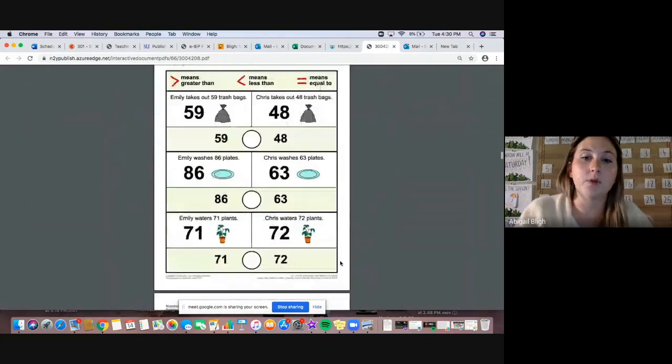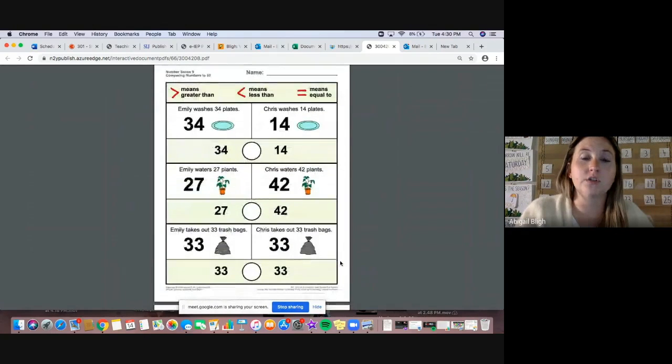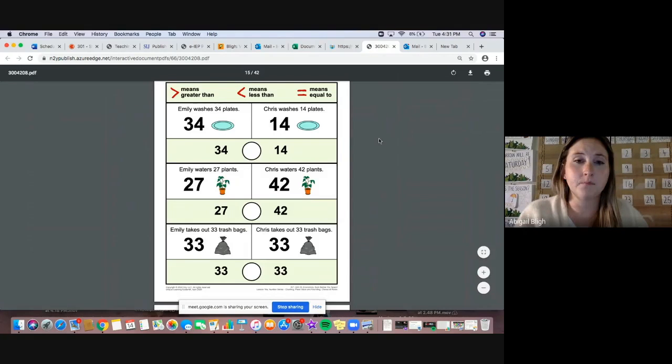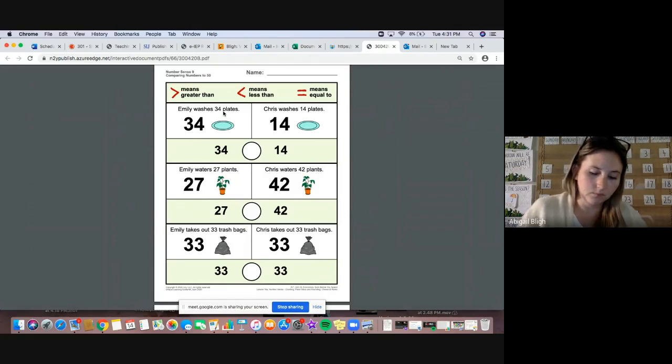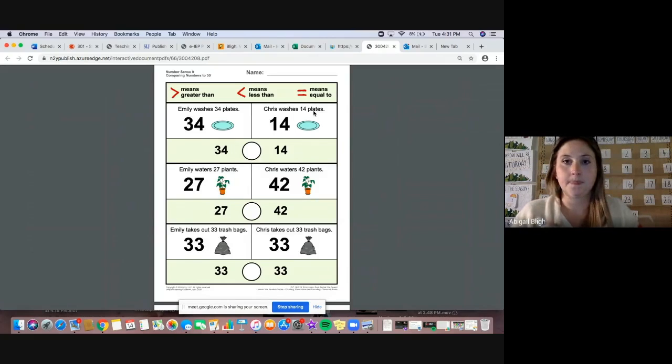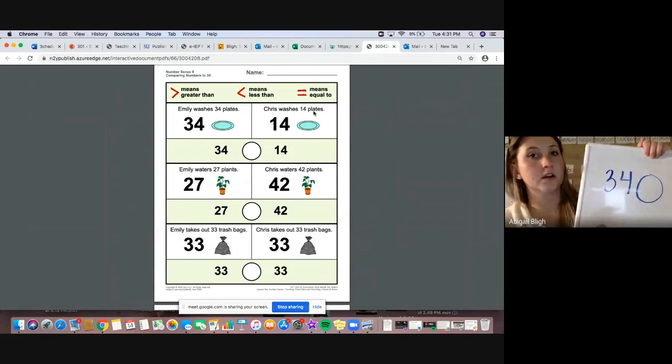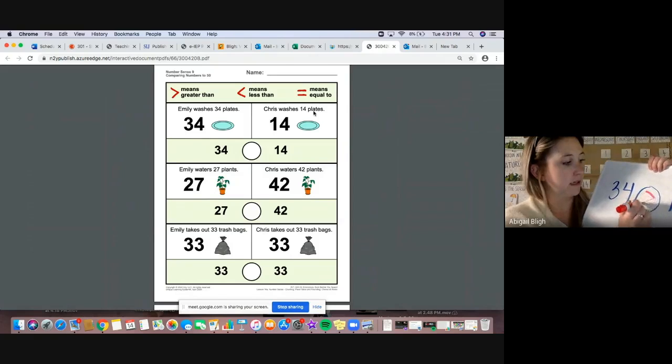So you have some problems to do. We're going to do the first one together, and then you guys are going to do the rest by yourself. It gives us a reminder here at the top what our signs mean. And then it says Emily washes 34 plates. And Chris washes 14 plates. Which number is bigger, 34 or 14? Good, 34 is bigger. So my Pac-Man is going to eat 34. Okay?